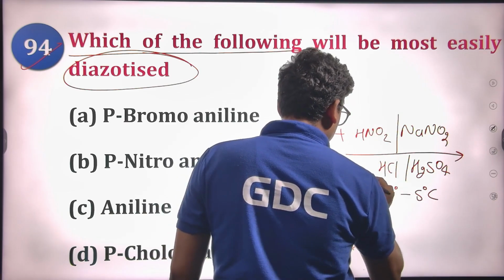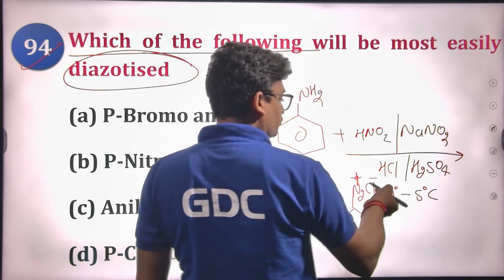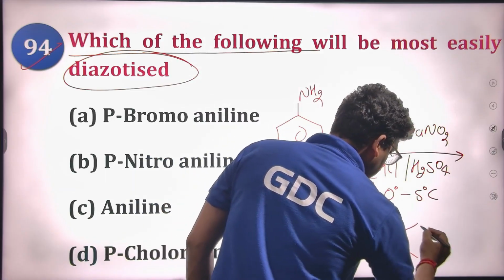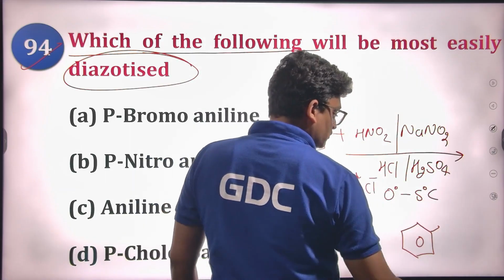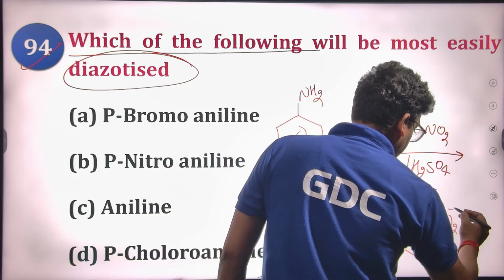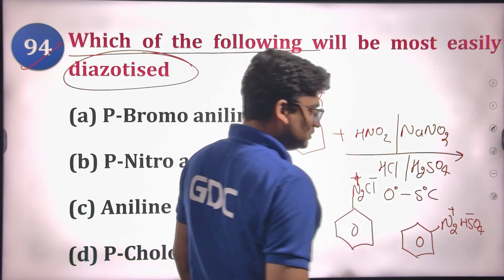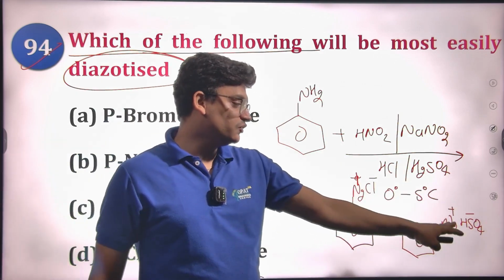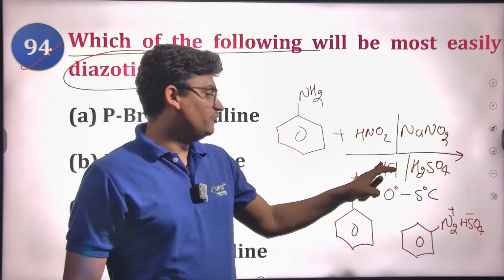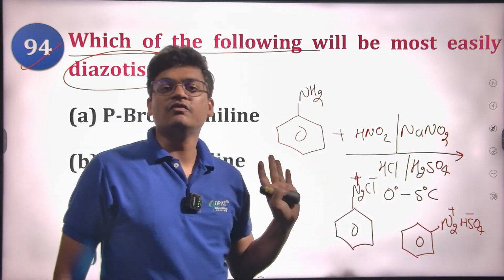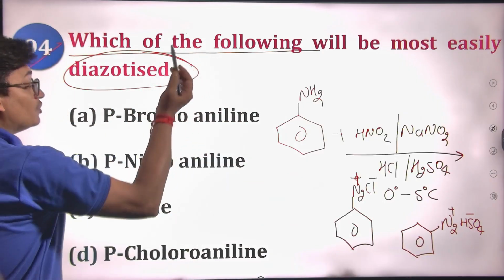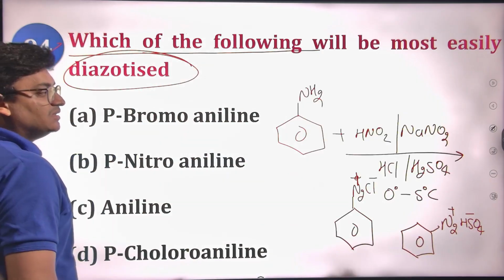N2 plus Cl minus if we use HCl, and suppose we have used H2SO4, then we are getting N2 plus HSO4 minus, depending on the case. If we are using H2SO4, then we get this diazonium salt. If we are using HCl, then we are getting this kind of diazonium salt. So which will be more easily diazotized?